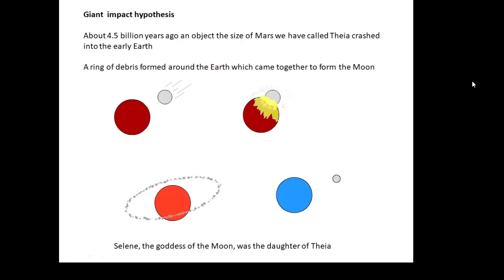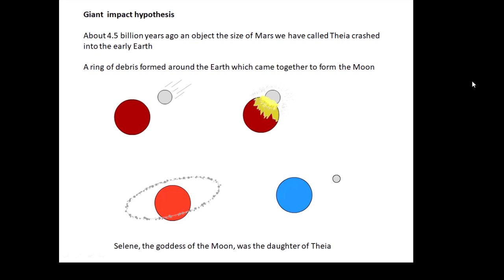The giant impact hypothesis: when the Earth wasn't very old, about 4.5 billion years ago, a very, very large object, an object the size of Mars, smashed into Earth. It was a glancing blow. They've called it Theia, because apparently in Greek mythology Theia was the mother of Selene, the goddess of the moon.